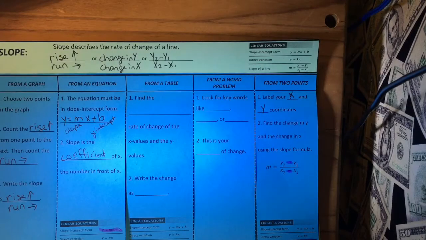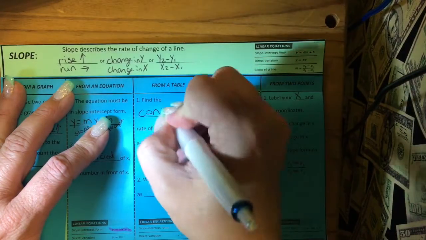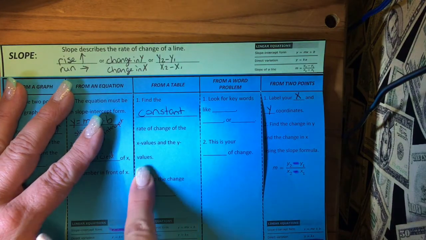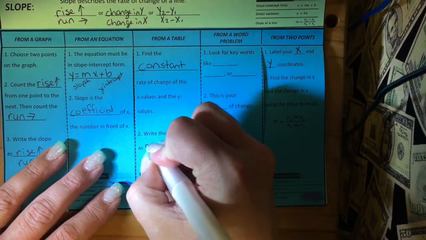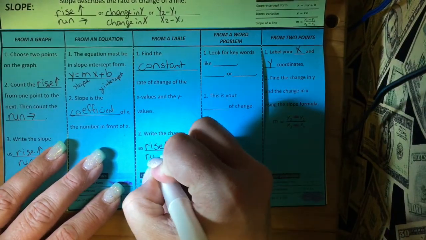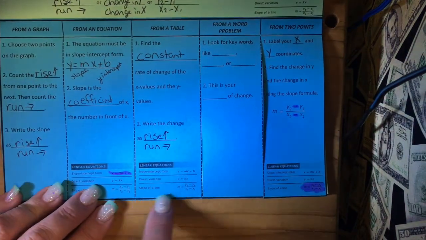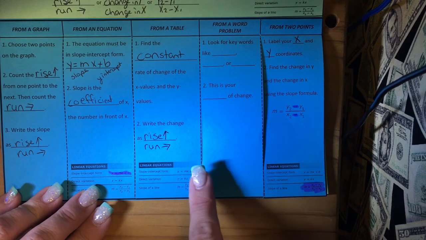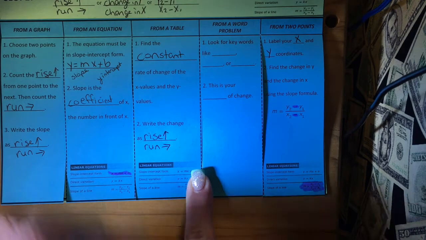All right, so we can find slope from a table. And to do that, we find the constant rate of change. All right, find the constant rate of change of the x values and the y values. Okay, and you write that change as rise over run. Okay, and a way that you can use your reference material, if this still kind of looks strange to you, is just kind of cover this part up and just look. We have y over x. Okay, so we're doing the change of y over x.